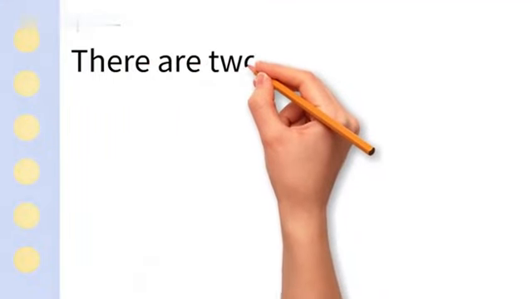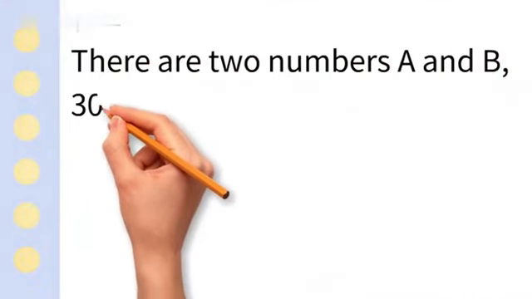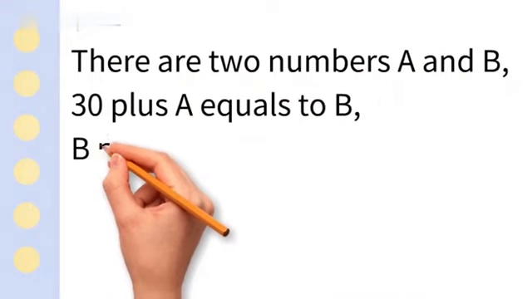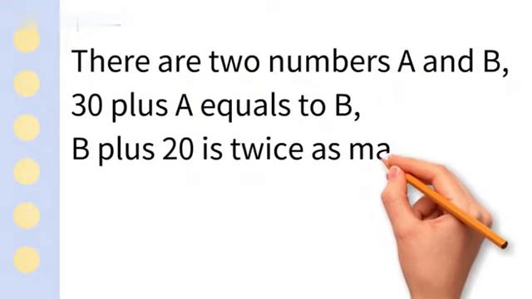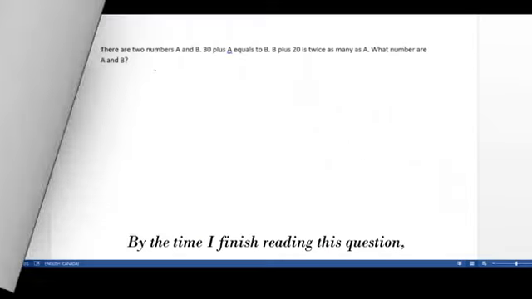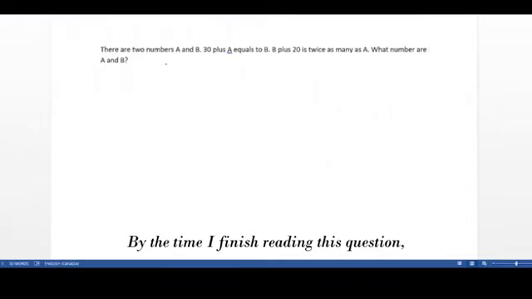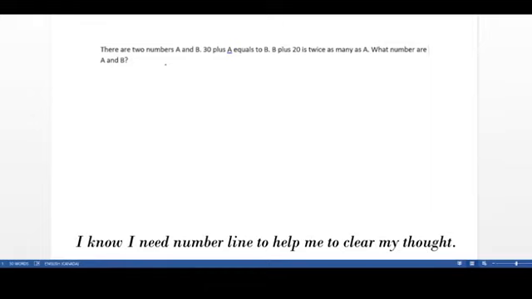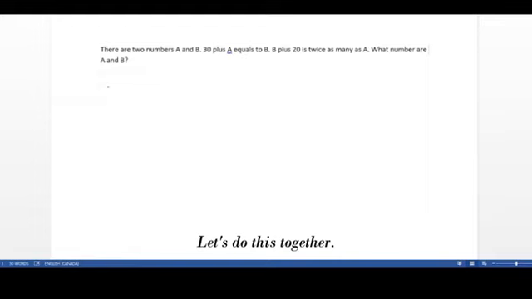There are two numbers, A and B. 30 plus A equals B. B plus 20 is twice as many as A. What numbers are A and B? By the time I finish reading this question, I know I need a number line to help me clear my thought. Let's do this together.